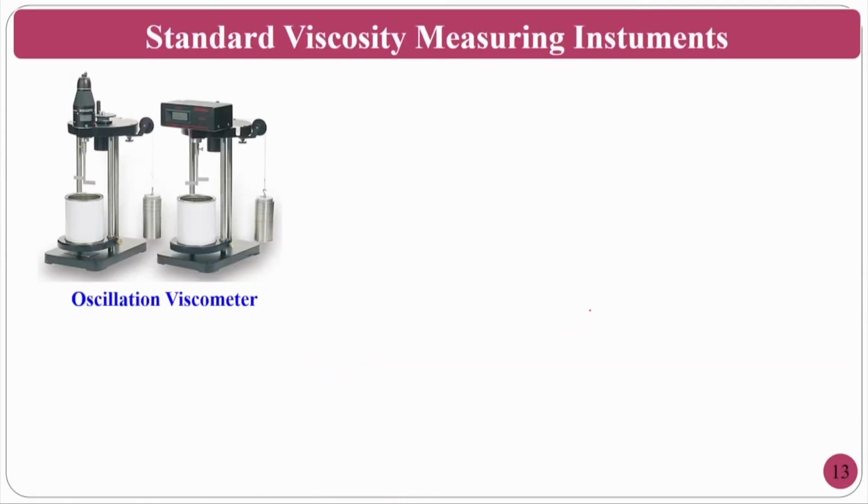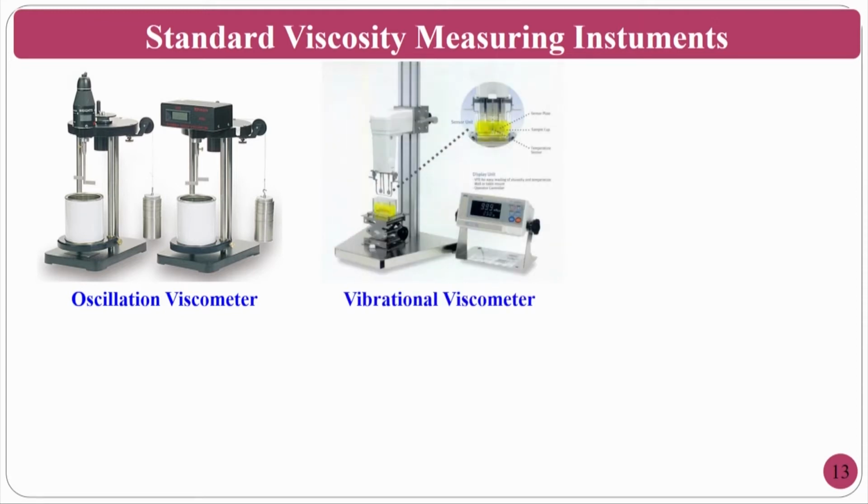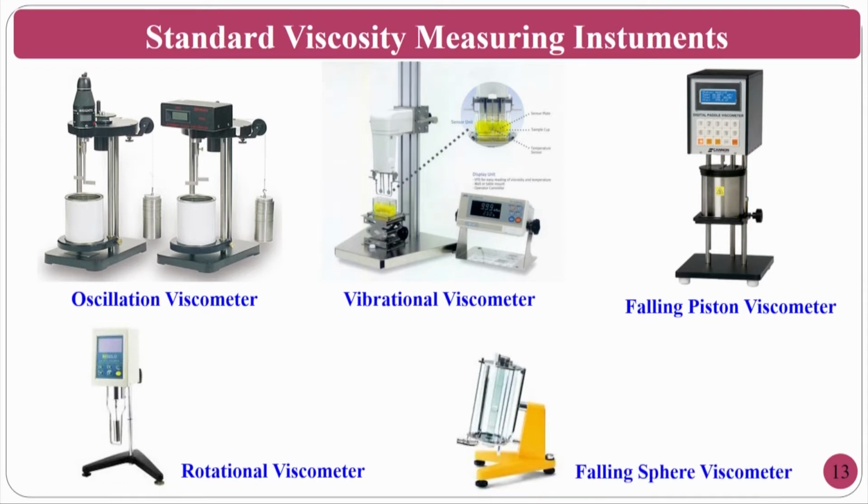The standard viscosity measurements: there is oscillation viscometry, which is the second version, or the primary version, for quantitative measurement. Then vibrational viscometry, and falling piston viscometry. This is the third one, and the fourth one is rotational viscometry, which is the advanced version that most people use nowadays, and falling sphere viscometry.